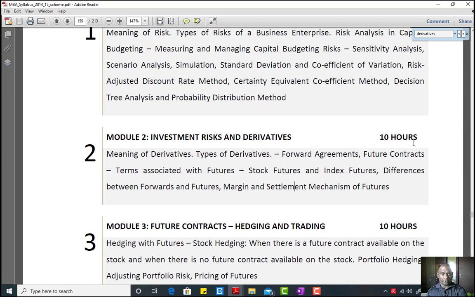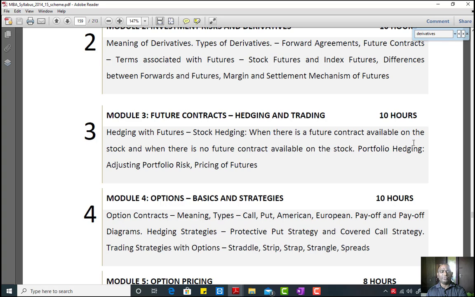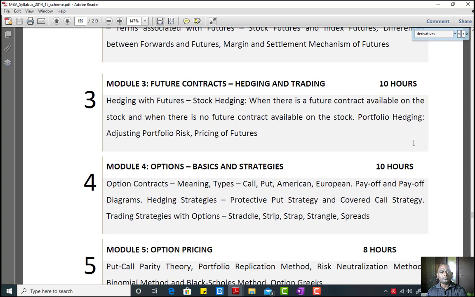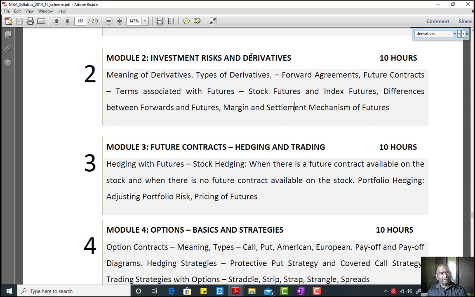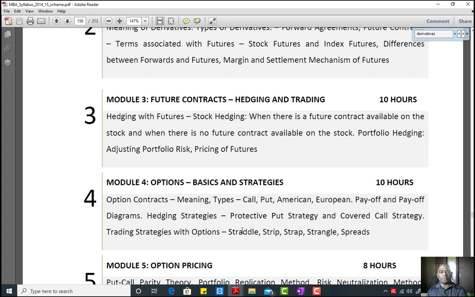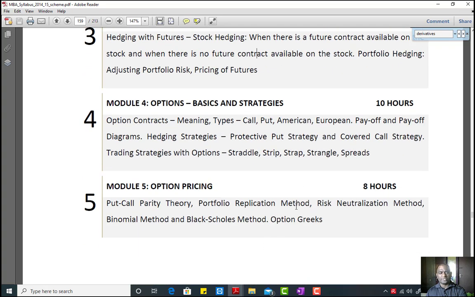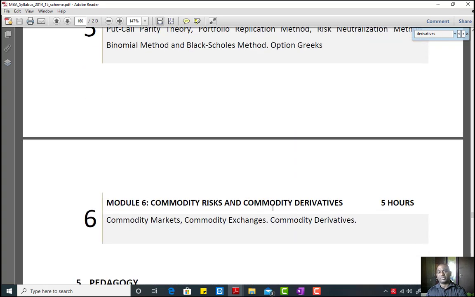Then we will come to the future contracts. Now here you see, derivatives overall I have to teach. The same thing I'll have to repeat here. What do you mean by future? Again I'll have to repeat what is option. Then how do we do option pricing? And then what is commodity? These are the two things.